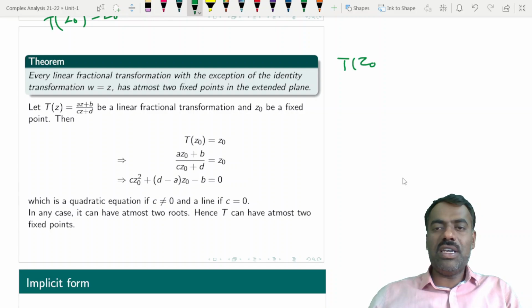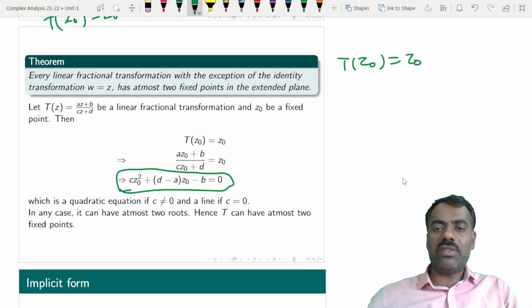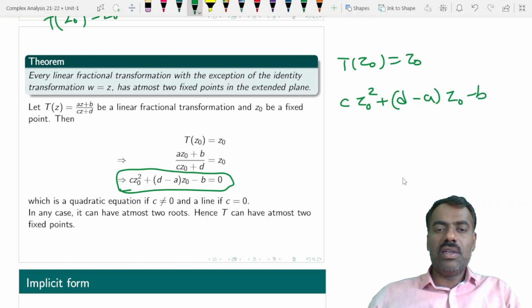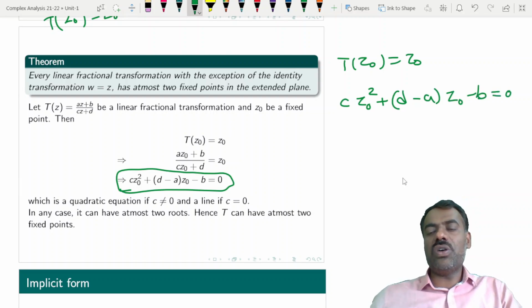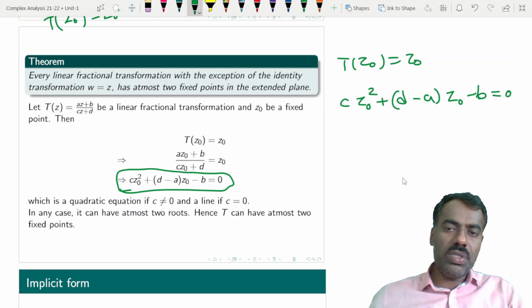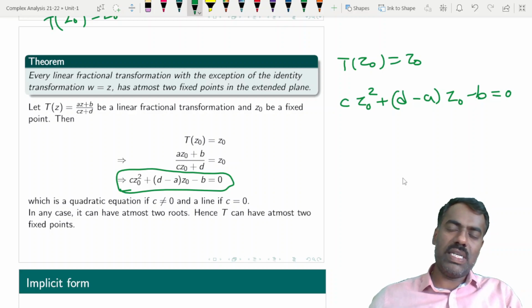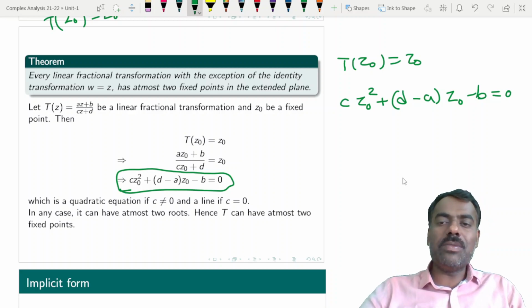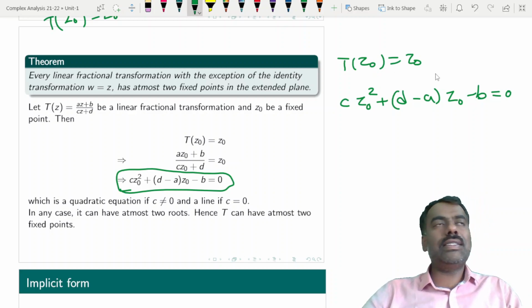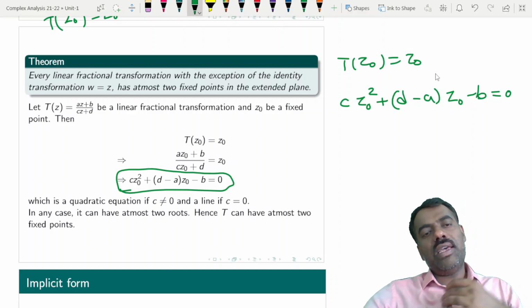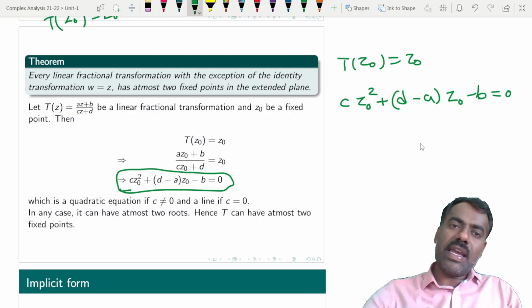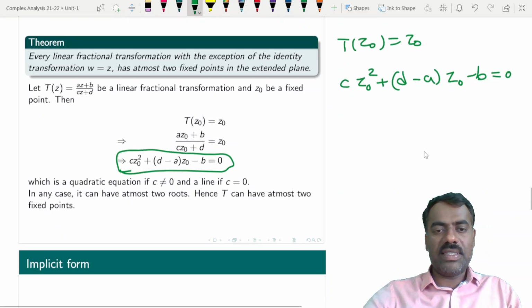Just simply solve T of z0 is equal to z0 and you will get a quadratic equation. Not exactly a quadratic equation, it depends on whether c is 0 or not. If c is non-zero, then it is a quadratic equation, so it will have 2 roots. If c is equal to 0, then you have a linear equation which has 1 root. So in any case, the maximum possibilities for z0 is 2. That's why any linear fractional transformation can have at most 2 fixed points.